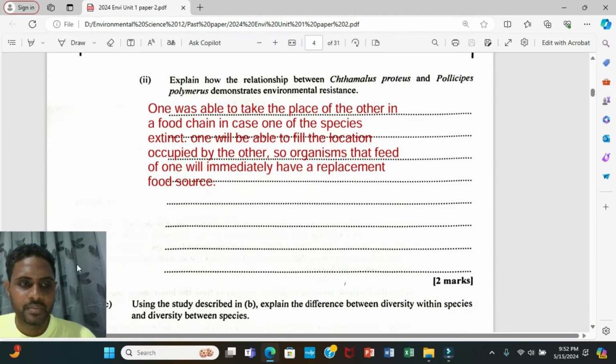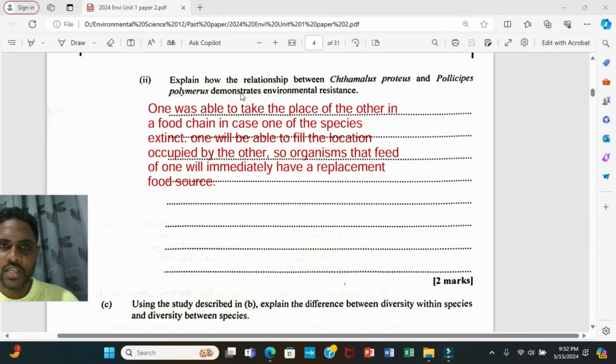All right. Part B said, explain how the relationship between Chthamalus proteus and Pollicipes polymerus demonstrates environmental resistance. He said one was able to take the place of the other in a food chain. In case one of the species goes extinct, the other will be able to fill the location occupied by it. So organisms that feed off one will immediately have a replacement food source. So if a disease comes in and kills one of the species, the other one is there to take over and replace it immediately. So the more species diversity you have in an area, the more resistant it is to change, because if one species dies out, the next one can take its place.